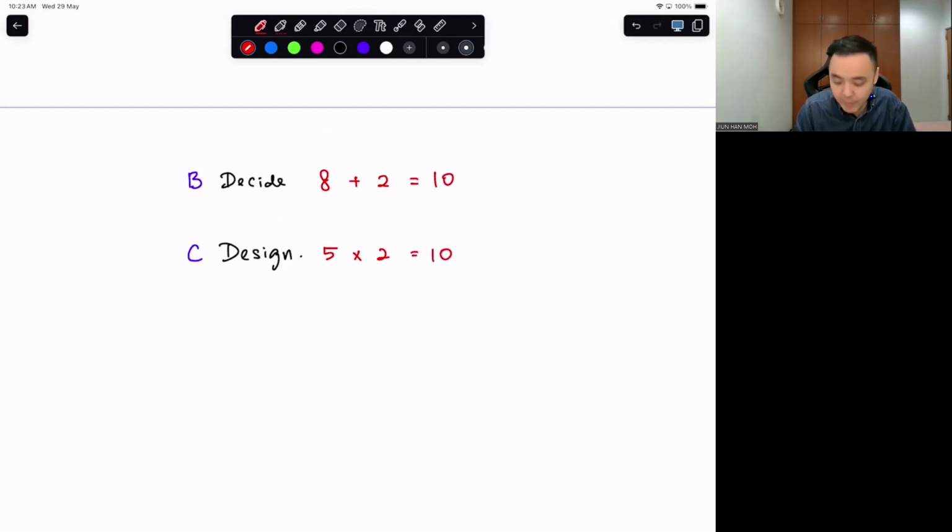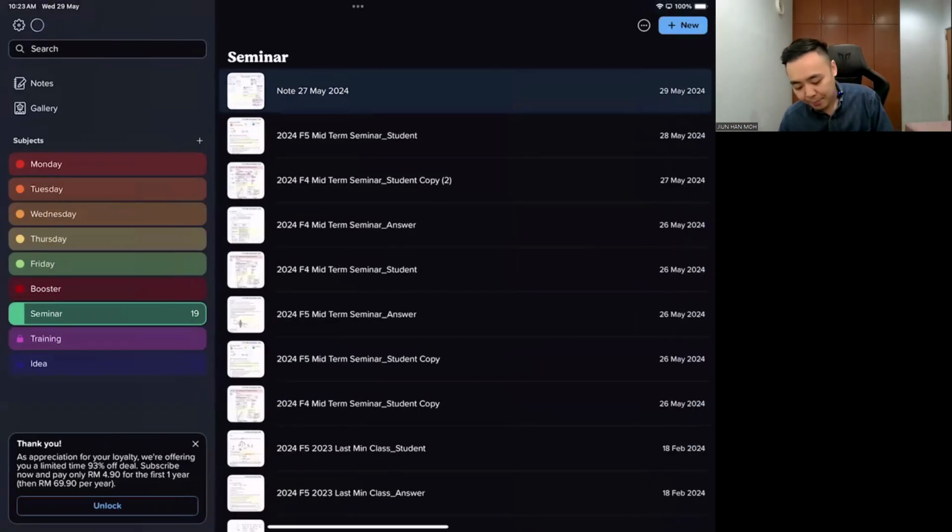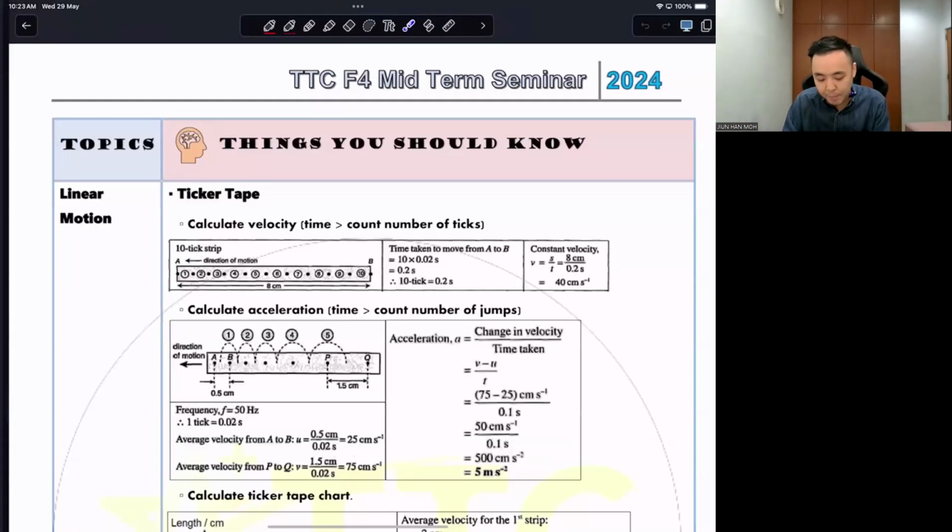See the point? But of course, how come the marks are so different? Why is it 8 plus 2? Why is it 5 times 2? This is why I need to explain to you how you go through this. All right. So, Section B, your essay questions will look a bit like this.